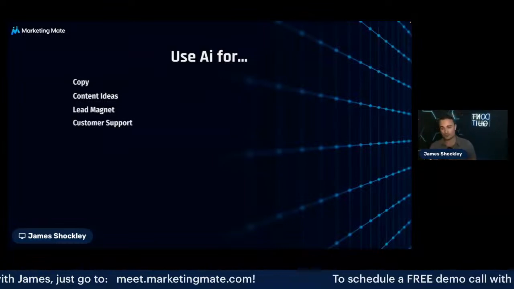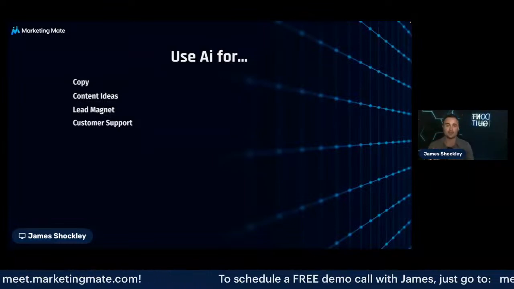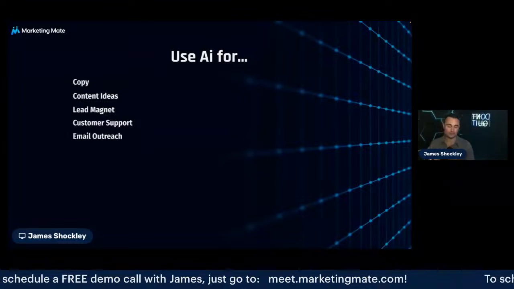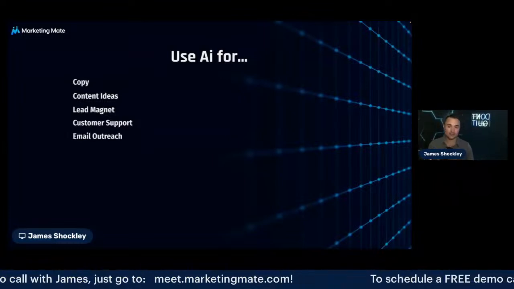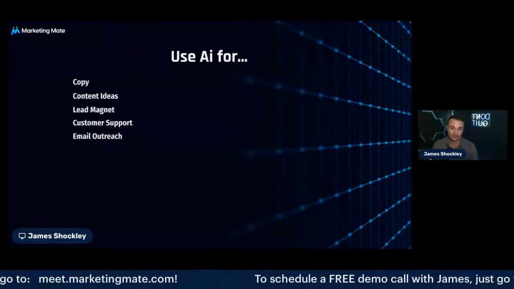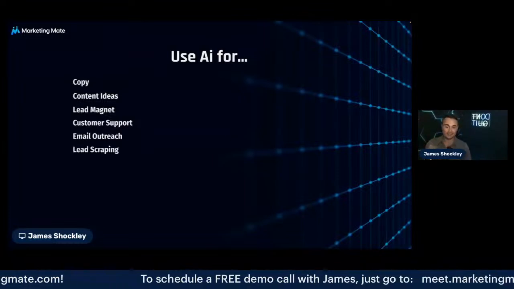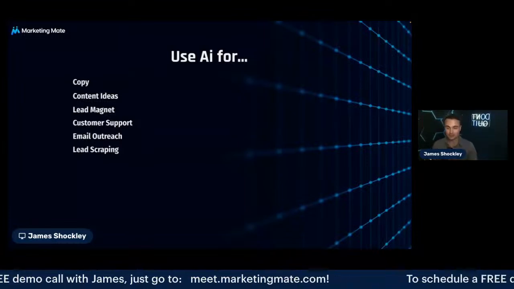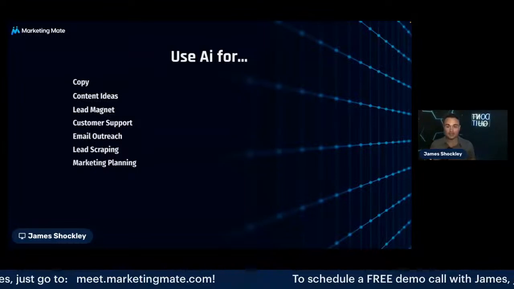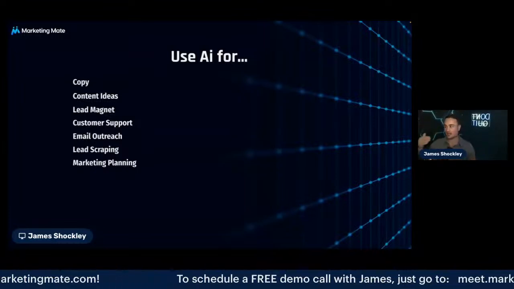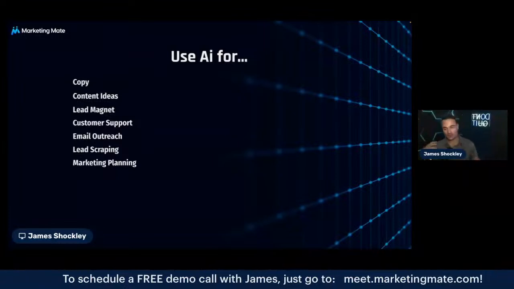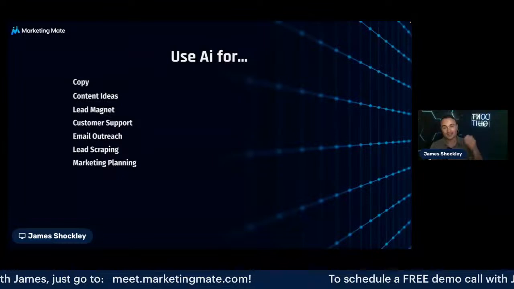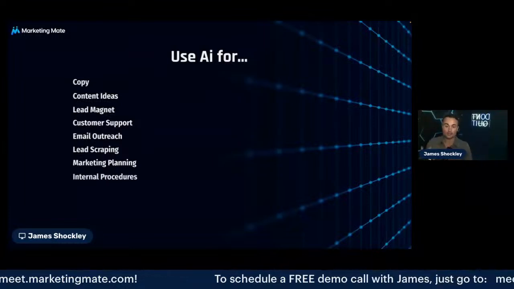Then you can have your customer support. So again, have that kind of AI chatbot that then triggers different webhooks. You can automate or do AI with your email outreach. I'm going to show you guys a really cool tool that I love to use for email outreach. Lead scraping: this is great where you can scrape Google and LinkedIn with different AI scraping tools. Marketing planning, right? You can actually use different AIs to come up with ideas for Facebook, Instagram, content. You can start to intertwine different AIs to create entire marketing plans. Internal procedures.